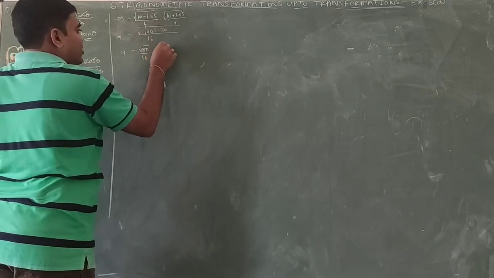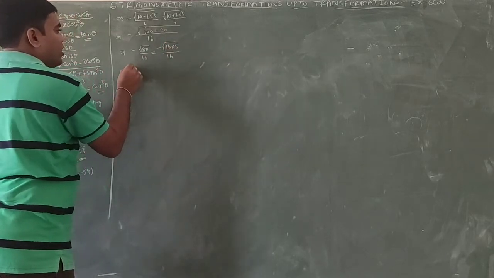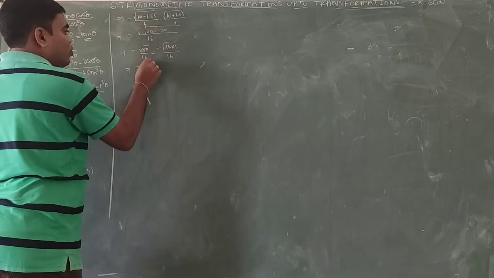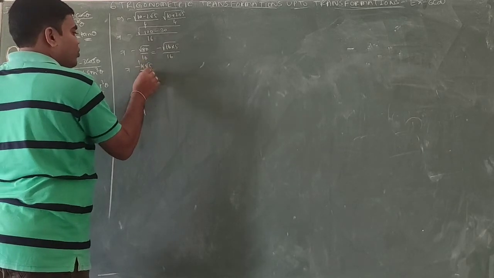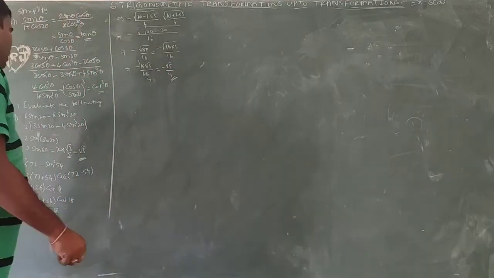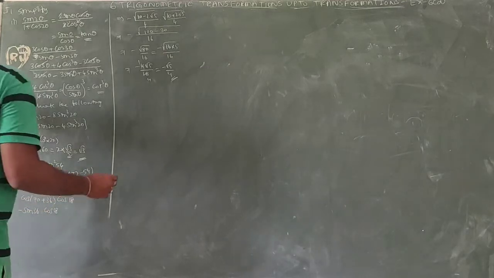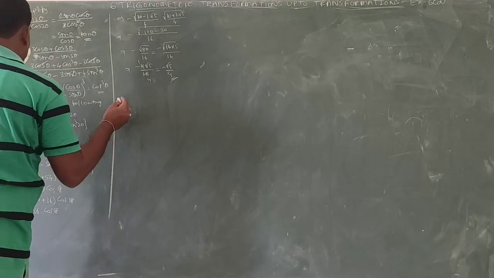So minus root of 16 into 5 by 16. Bringing 16 outside, minus 4 root 5 by 16. 4 into 1, 4 into 4, minus root 5 by 4. So this is the solution of the second. Next, third one. Third is sin square 42.